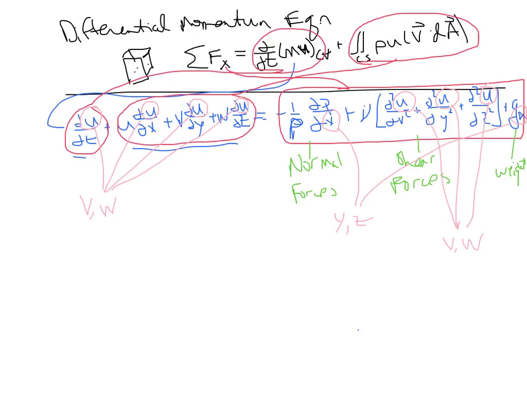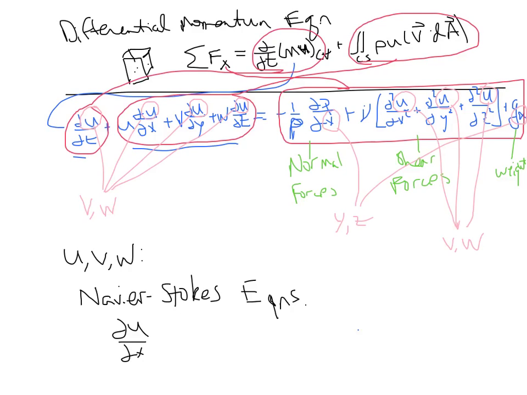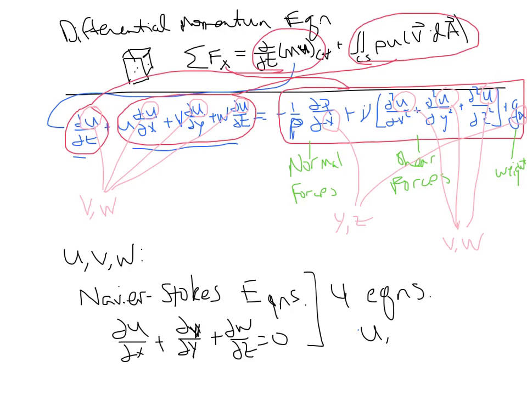And so with that we would have three equations for u, v, and w, and those three equations are known as the Navier-Stokes equations. Combined with mass conservation, which in differential form is the continuity equation, du dx plus dv dy plus dw dz equals 0. These are four equations for the unknowns u, v, w, and the pressure P.